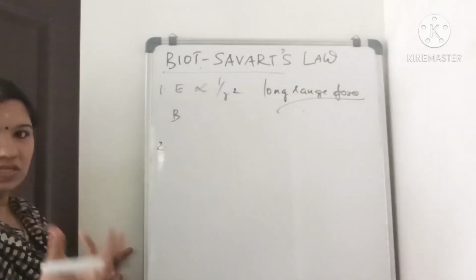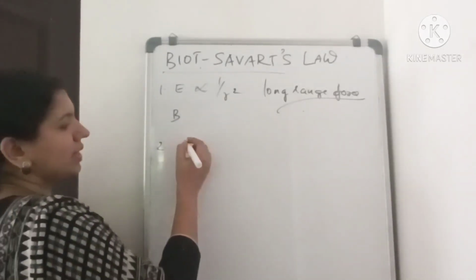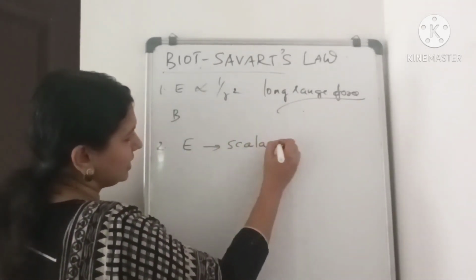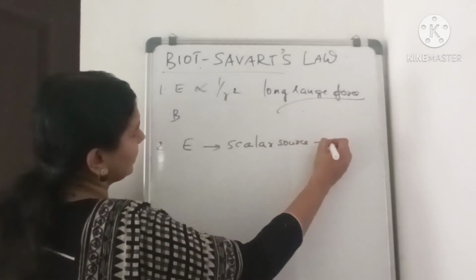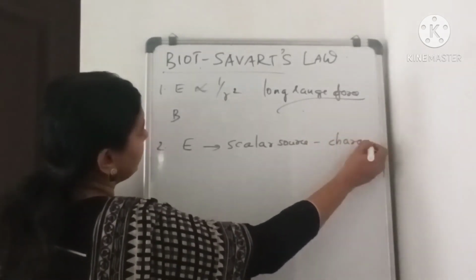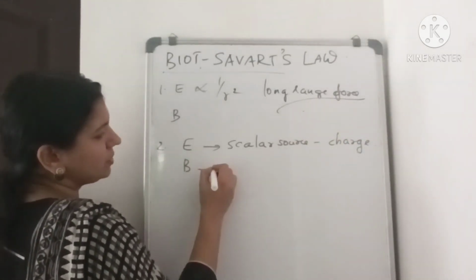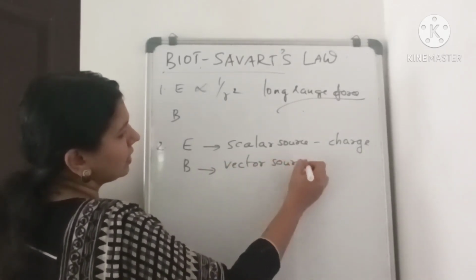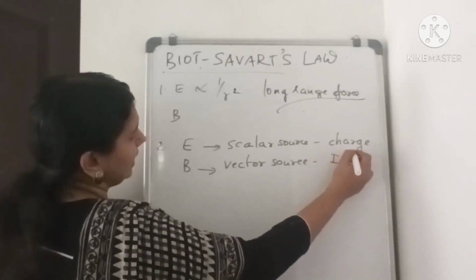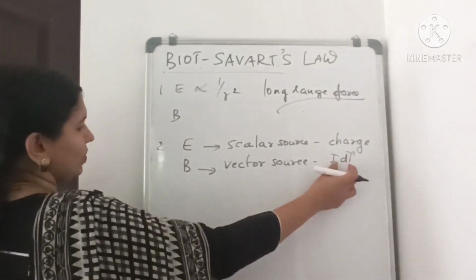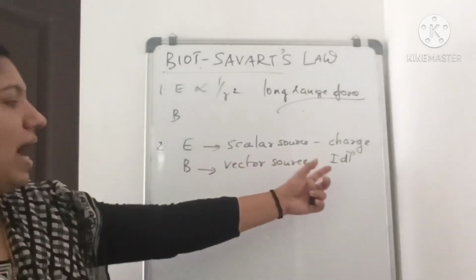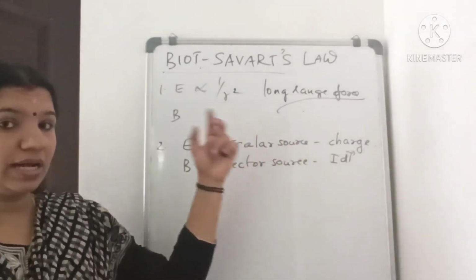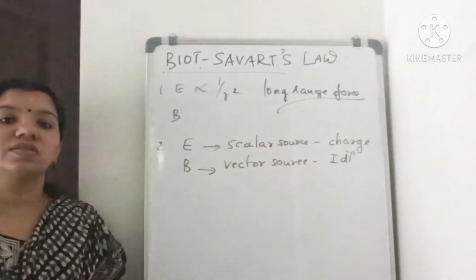Now the second case, that's a dissimilarity, I would say. Electric field is produced by a scalar source. What is that source? Yes, it is electric charge, isn't it? But in the case of magnetic field, it is produced by a vector source, which we call the current element IDL. So dl is a vector, IDL is a vector source. Because of this IDL, magnetic field is produced. And in the case of electrostatics or electric field, it is because of a scalar source, which we call the charge.